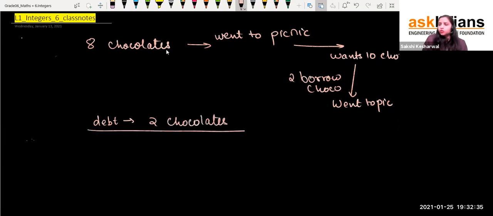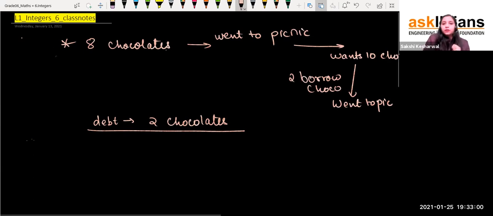This is the one thing. You will not have 0 chocolates, you will be in debt. Debt means you have borrowed, like you have a burden on your heart. I have to give back 2 chocolates. When I get any extra chocolate, I'll give the 2 chocolates back. This is one more example of debt. Debt means you have to give back something that you have borrowed and return it.